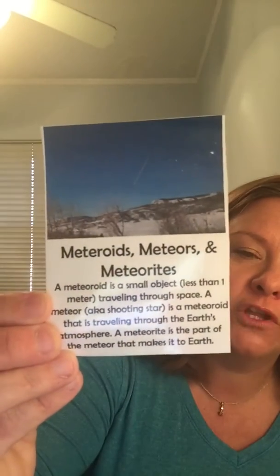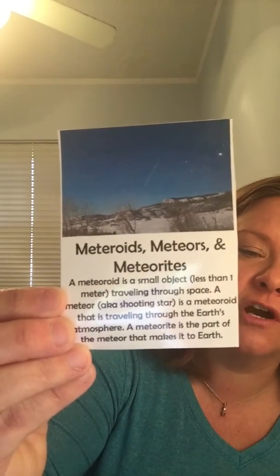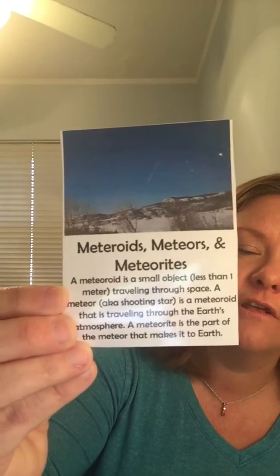A meteorite is part of the meteor that makes it to Earth. Oh, so if it falls to Earth, that's the meteorite. See, what you see and people say is a shooting star is actually a meteor. That's very cool. I'm sure you looked at things online about that.